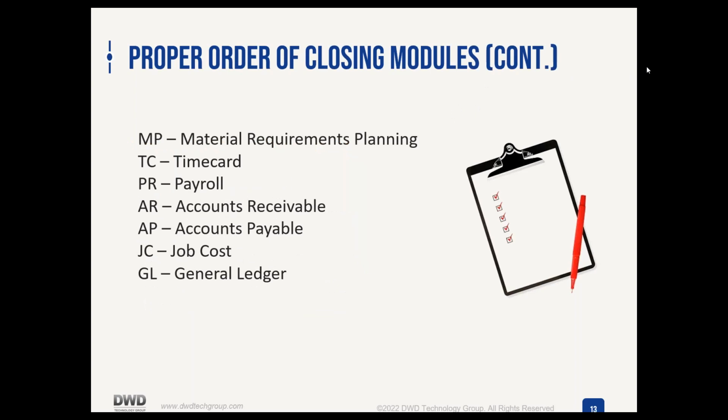If you are using the material requirements planning or the inventory requirements planning, depending on which version, it's called something slightly different. Time card is part of payroll now, so that would actually close with the payroll module. And note, payroll gets closed on a quarterly basis. All these other modules would get closed on a monthly basis. We then would get into closing receivables, payables, job costs for any of you using the job cost module, and then finally we would close the general ledger module.